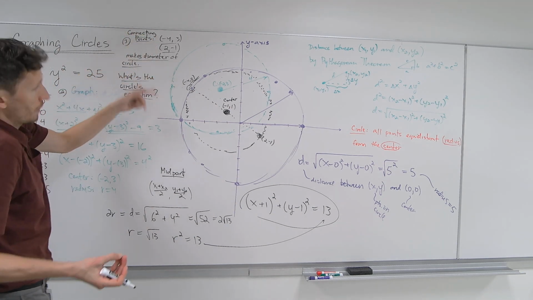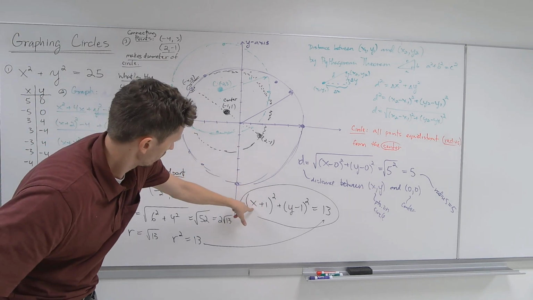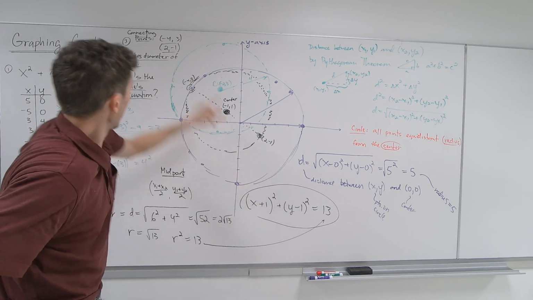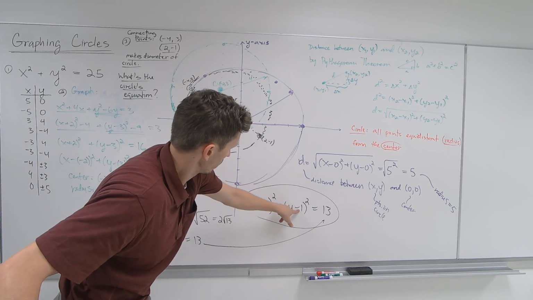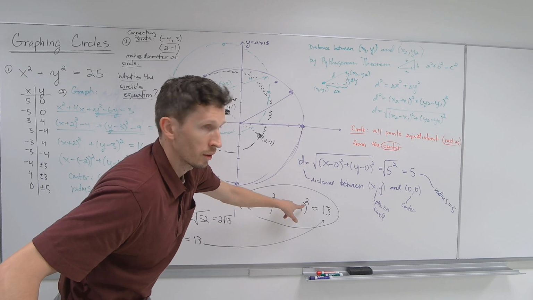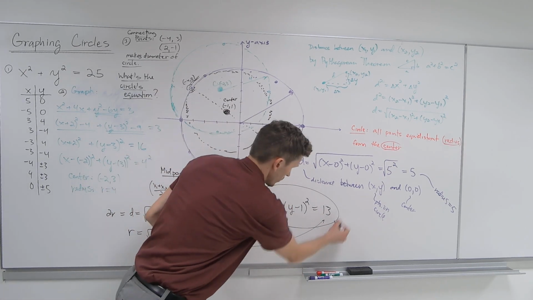And you can check, for example, 2, negative 1. Let's make it easy. What's 2 plus 1? 3. 3 squared is 9. Put negative 1. What's negative 1 minus 1? Negative 2. And if you square it? 4. What's 9 plus 4? 13. There we go. All right.